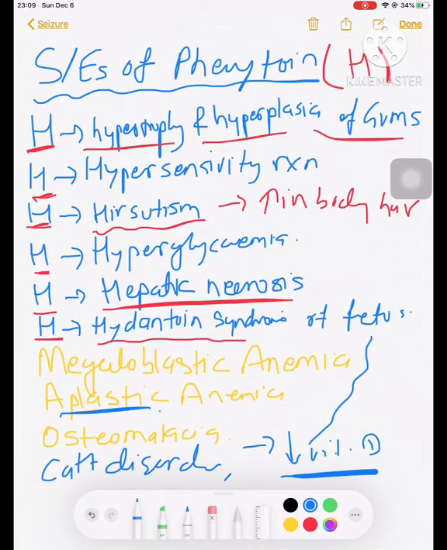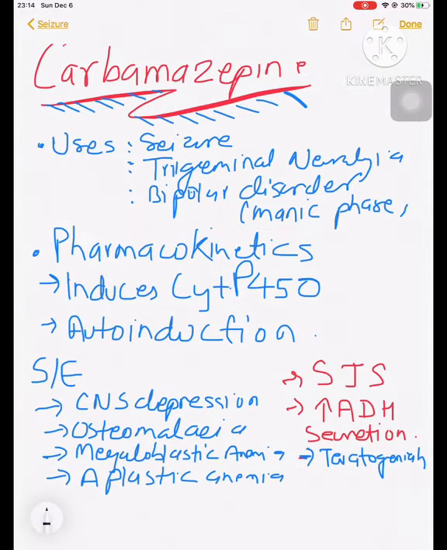You need to remember that aplastic anemia is a very dangerous side effect. So you need to monitor the WBC count of the patient if you are putting a patient on the drug phenytoin. Next we'll discuss the drug carbamazepine.